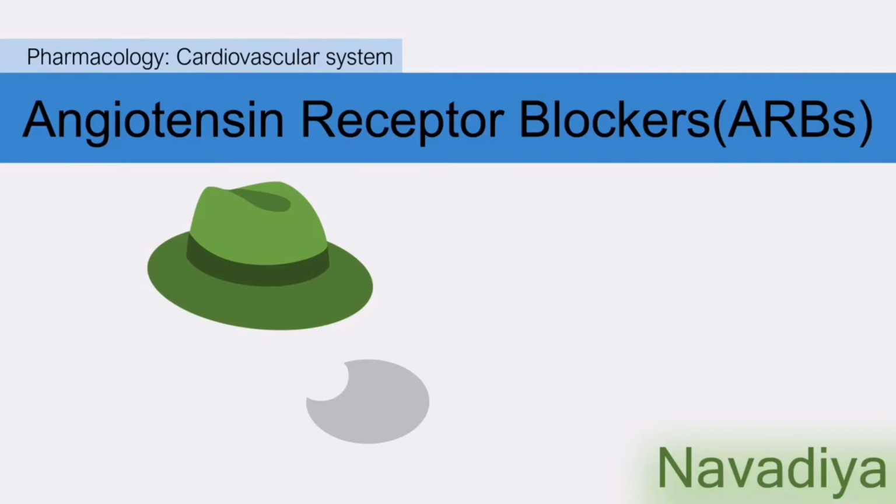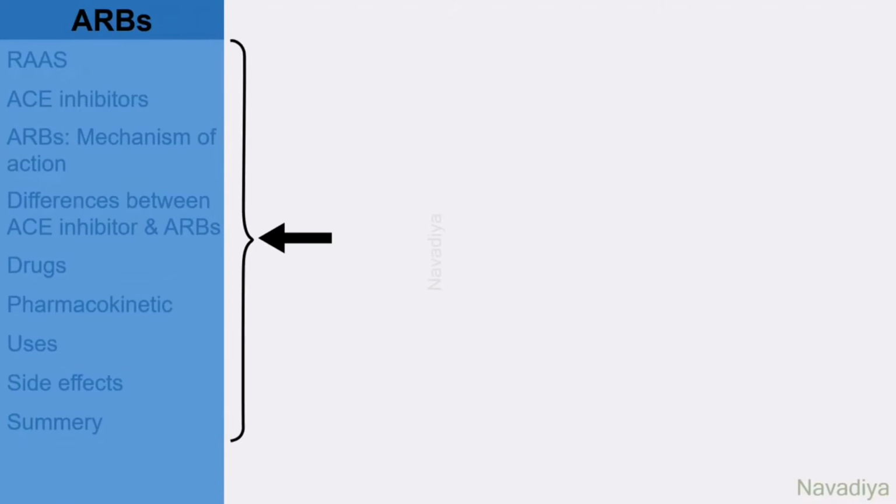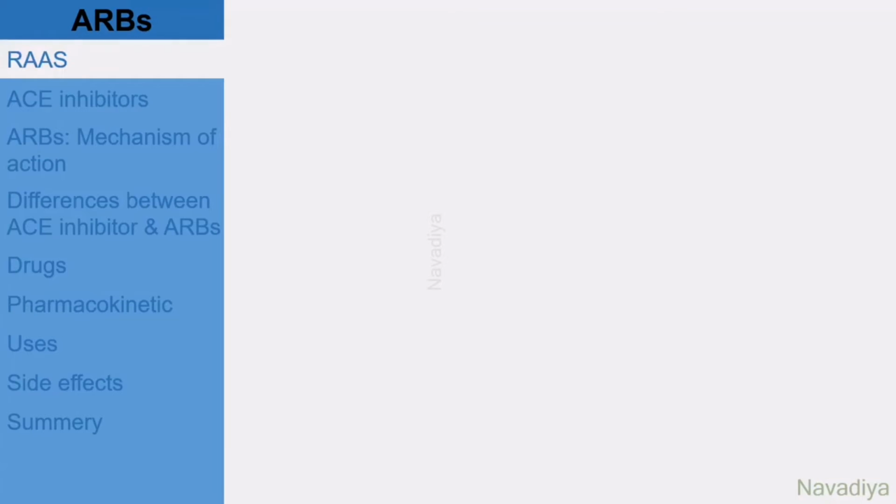Hey guys, in this video we will see angiotensin receptor blockers, in short ARBs. It is a group of drugs that inhibit the renin-angiotensin-aldosterone system. We will study the topic under these headings. So let's start with some basic points first.